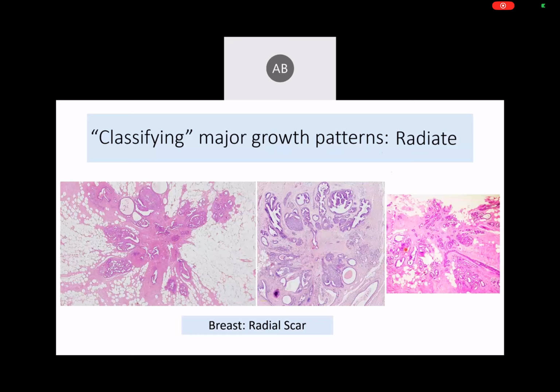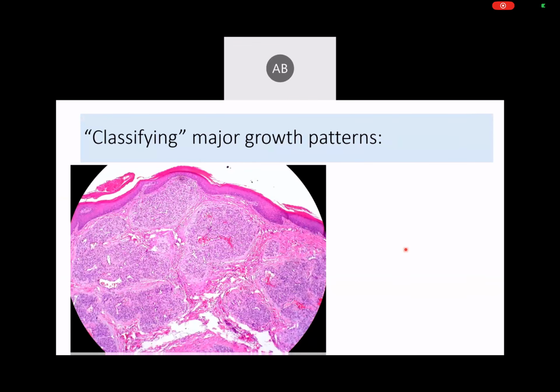And this is a classic example of a radial scar. It's called a radial scar because there is a scar in the center. You can have a lot of proliferation at the periphery. This matches so well the mammography. And in mammograms now, the really good mammographists can actually tell you that what they're going to biopsy is a radial scar. So just put this in your head.